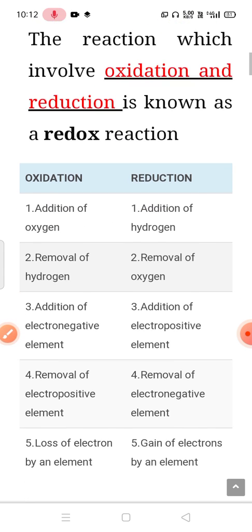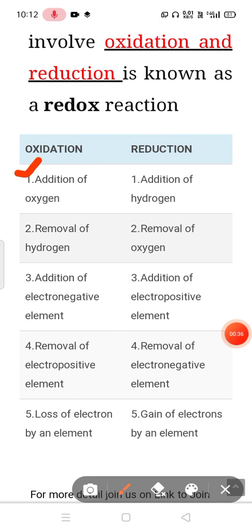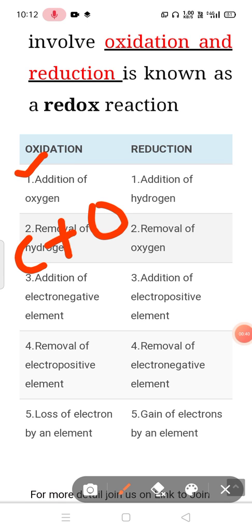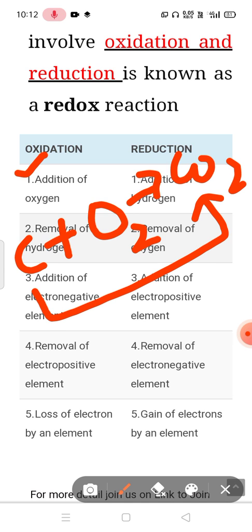Oxidation reactions are those reactions in which addition of oxygen takes place, like when C reacts with oxygen it forms CO2. In this, carbon is oxidized as it gains the oxygen.